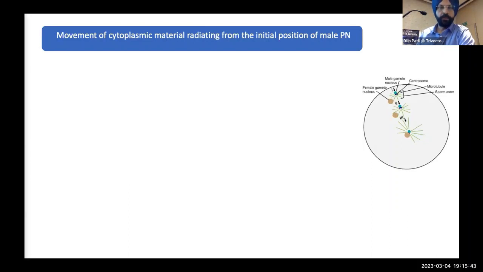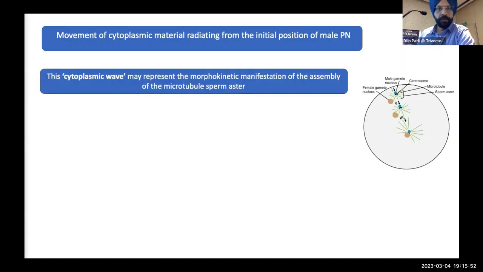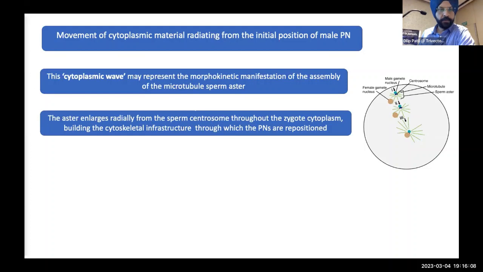Now the PN is formed. If you look at the time-lapse videos, there's a typical movement of cytoplasmic material radiating from the initial position of the male nucleus. This is the cytoplasmic wave-like thing which happens. It represents the initial morphokinetic manifestation of assembly of the sperm aster. The sperm aster is formed, and there's a characteristic cytoplasmic wave which you can see especially on time-lapse videos. And the aster enlarges from the sperm centrosome throughout the zygote cytoplasm, building the cytoskeletal infrastructure through which the PNs are repositioned.